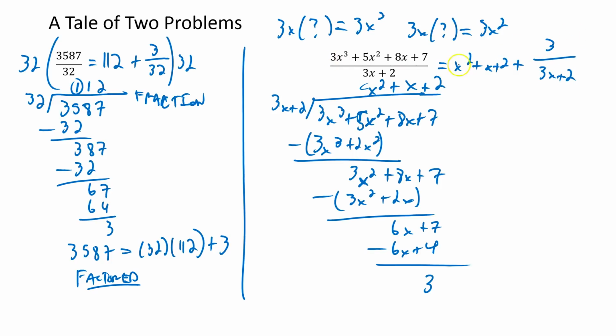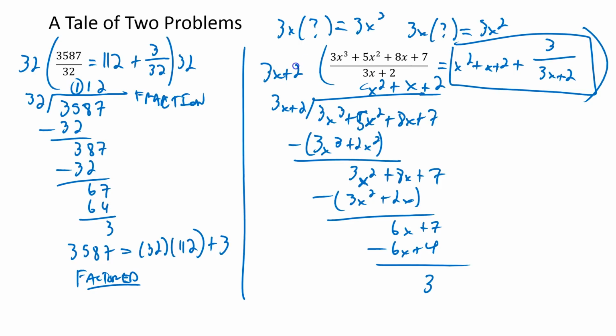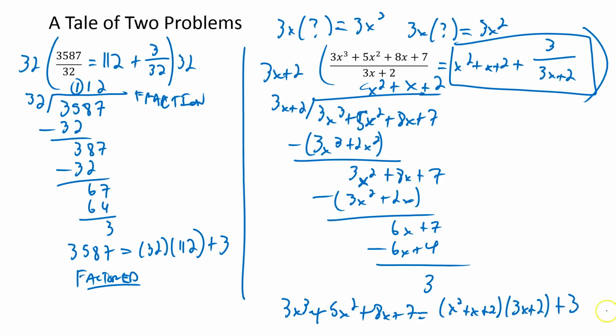So there's my fraction form. Factored form: if we multiply the entire thing by 3x plus 2, we would have 3x cubed plus 5x squared plus 8x plus 7 is equal to x squared plus x plus 2 times 3x plus 2, plus 3. There's a constant at the end that we need to make up for the 7, because 2 times 2 is 4. We need that 3 to make the 7.